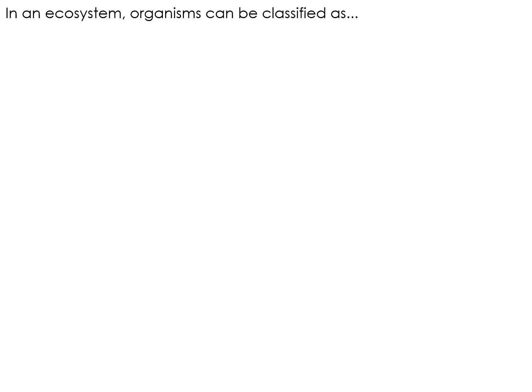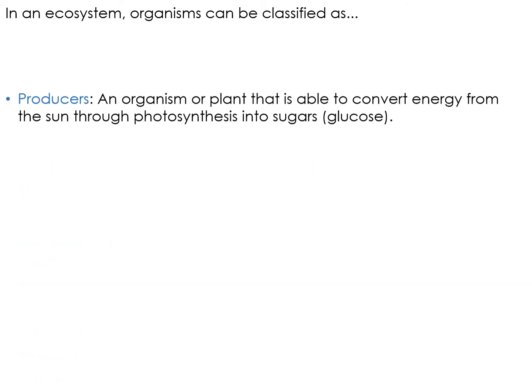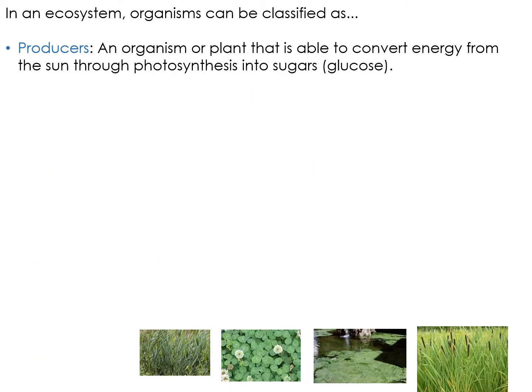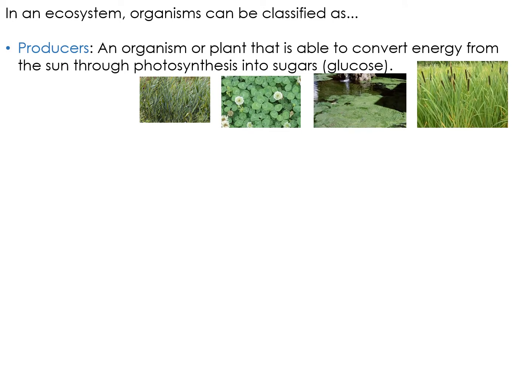The living parts of the pond are either producers, consumers, or decomposers. So producers are plants which trap sunlight energy in their leaves, and they use this to make sugars or glucose in a process called photosynthesis.